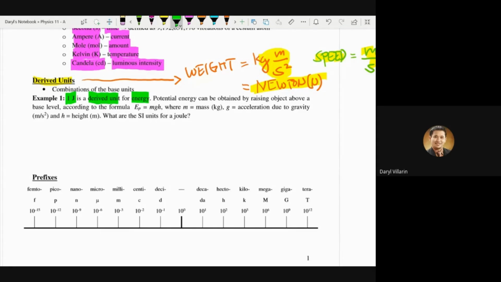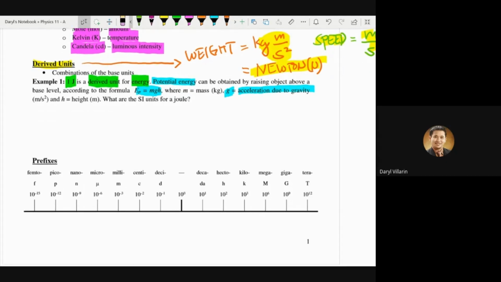That potential energy is given by the formula mgh. So the mass, and then acceleration due to gravity. Not g is not gravity, okay? It's acceleration due to gravity, which is given in meters per second squared, and height h in meters. So what are the SI units for joule?